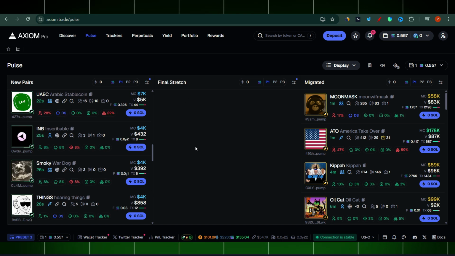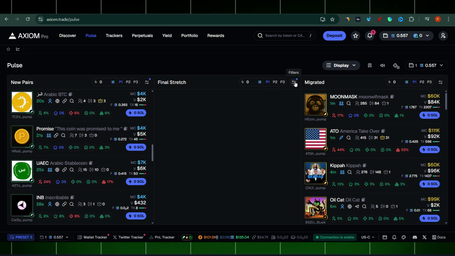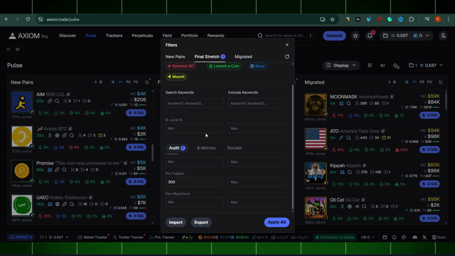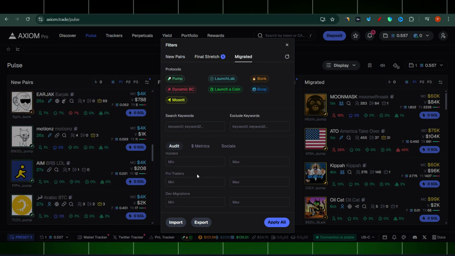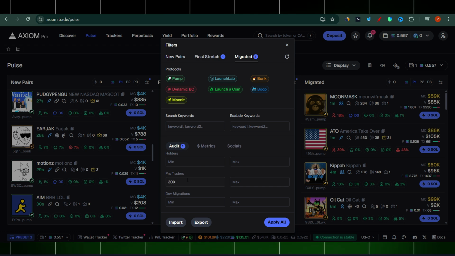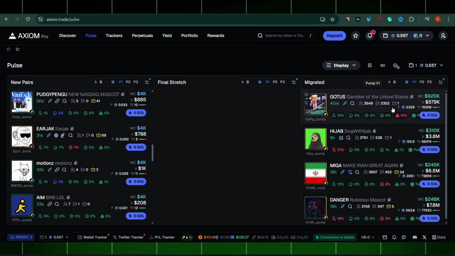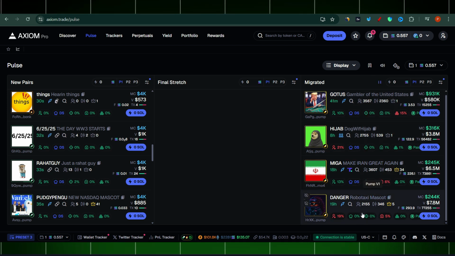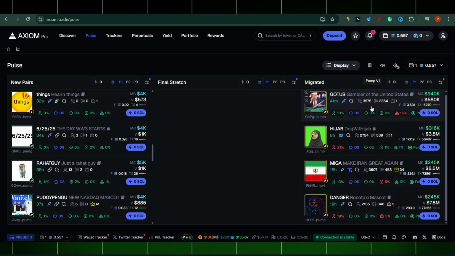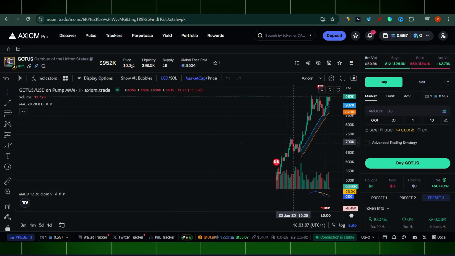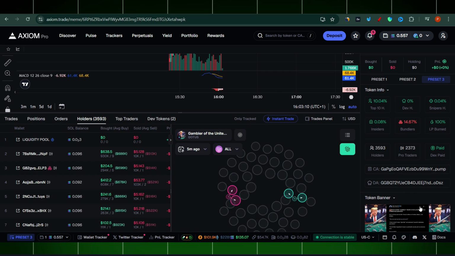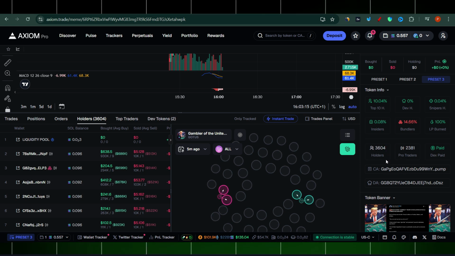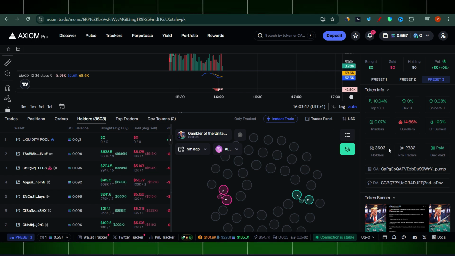And look, none of those coins show here on the final stretch, right? But then you can say, that's fine, no problem, I still want to see them. Let's see if any of these coins are visible here on the migrated side. Okay, so 1, 2, 3, 4 of those coins have been here on the migrated side. So basically they have already migrated, and they have at least 300 pro holders. This one, as a matter of fact, has over 2,000, right, which is a great sign.